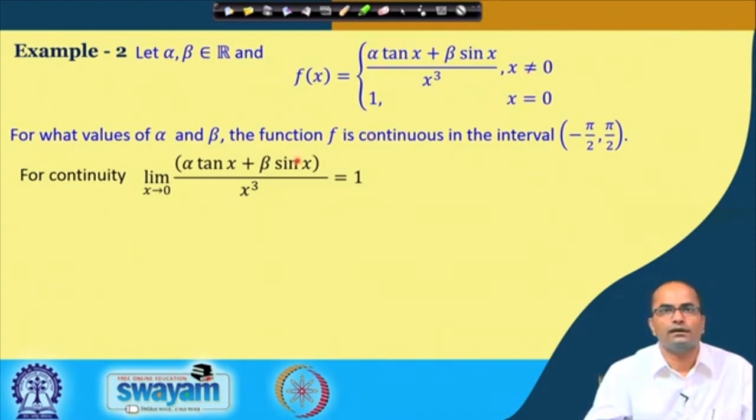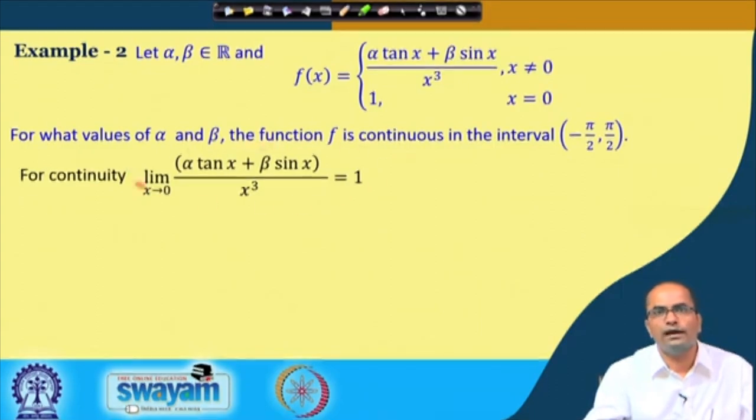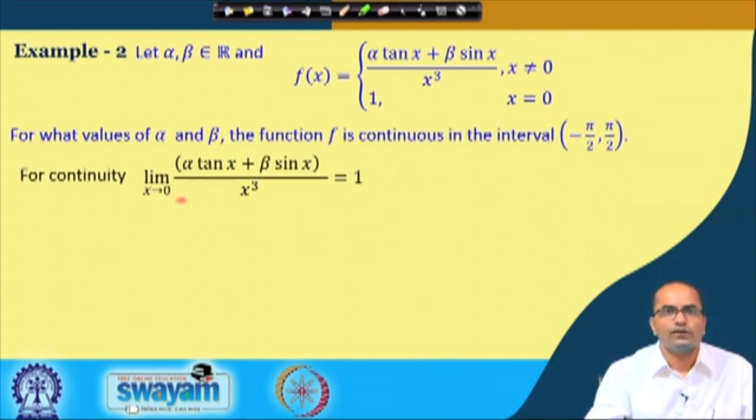So, we are now setting that if the limit as x goes to 0 of (alpha tan x plus beta sin x) over x cube is equal to 1, then this function will become continuous. Out of this condition we will compute alpha and beta: for what values of alpha and beta is this limit equal to 1. So, let us compute this limit. When x goes to 0, tan 0 is 0, sin 0 is 0, and x cube is also 0. So, we have the 0 by 0 form.